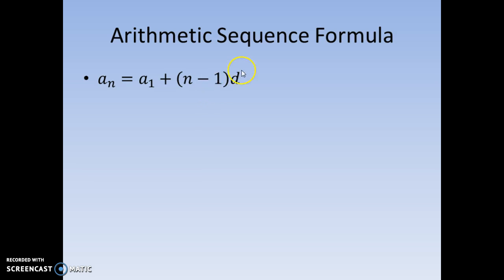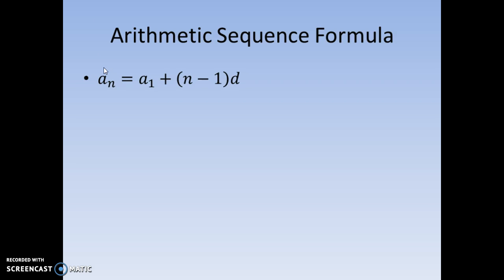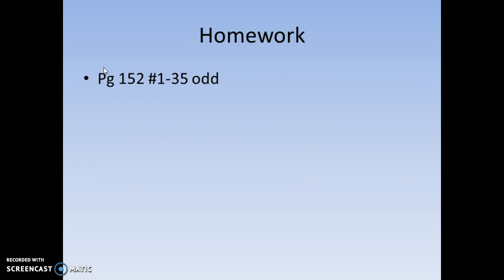So, how this works is, isn't d how many we're jumping by, like the numbers to get to each one? And n is how many terms we have. So, if we multiply that by how many jumps we have, that's getting our jumps all together, and it finds our last term. So, you guys will be using this equation a lot. So write this down. You're going to be using this equation a lot on your homework. And your homework is page 152, numbers 1 through 35 odd.